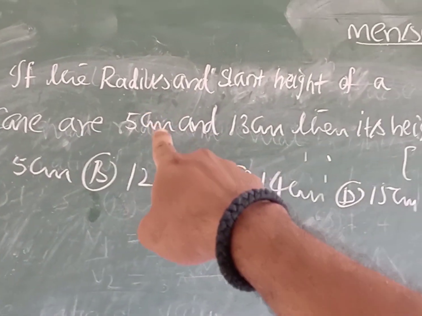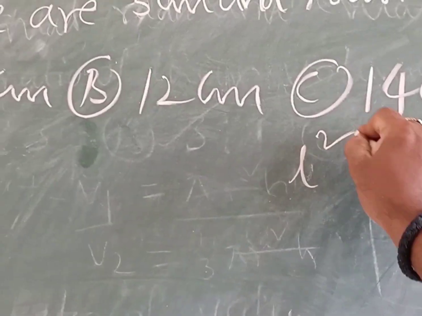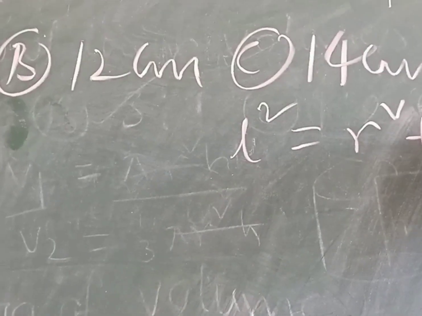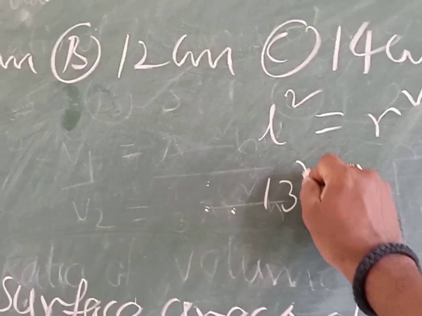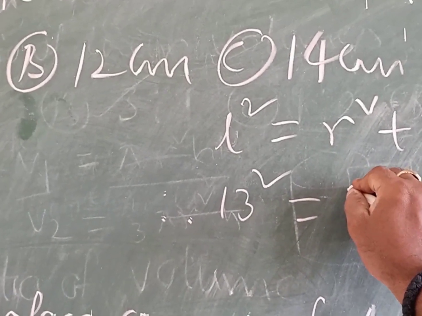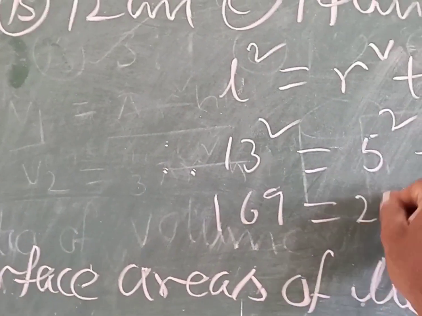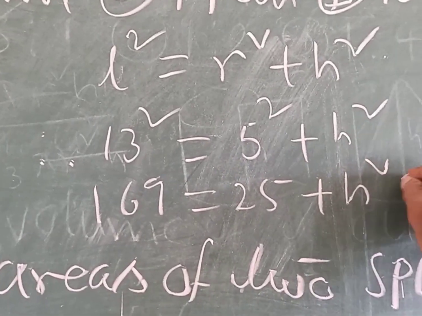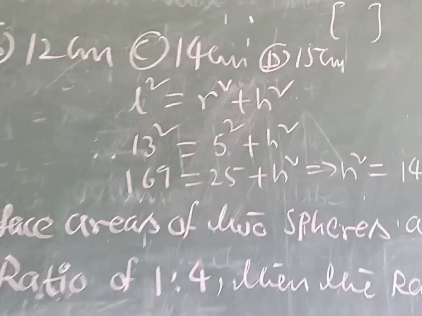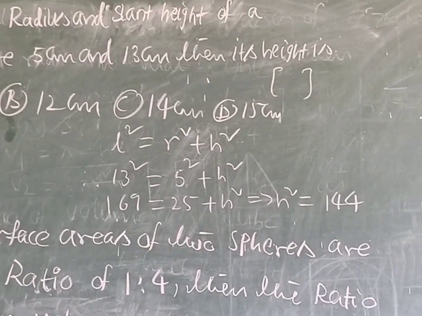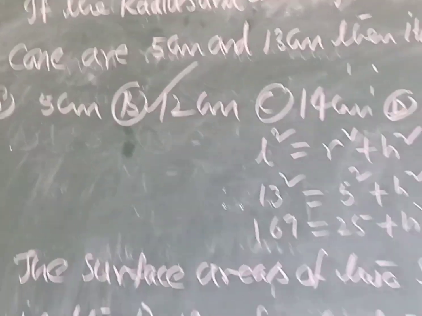How much is radius given? 5 centimeters and slant height 13 centimeters. We know that L square is equal to R square plus H square. Therefore, 13 square is equal to 5 square plus H square. 169 is equal to 25 plus H square. This implies H square is equal to 144. 25 is brought to left side, 169 minus 25, 144. H is equal to 12 centimeters. Therefore, the option is B.